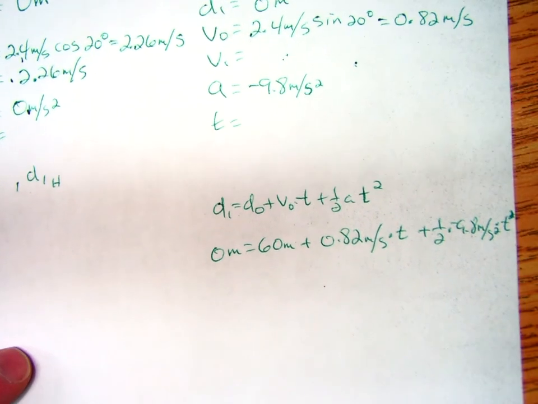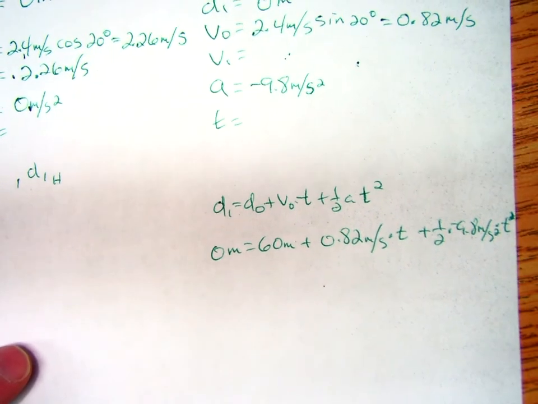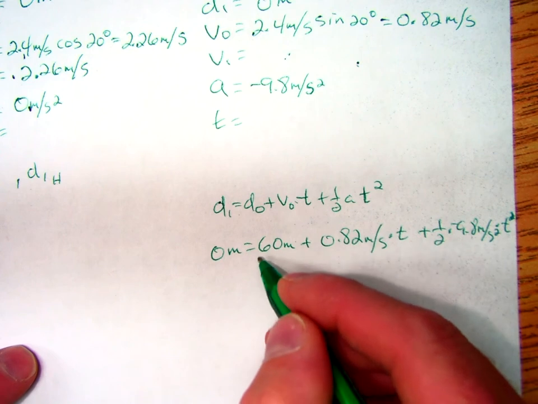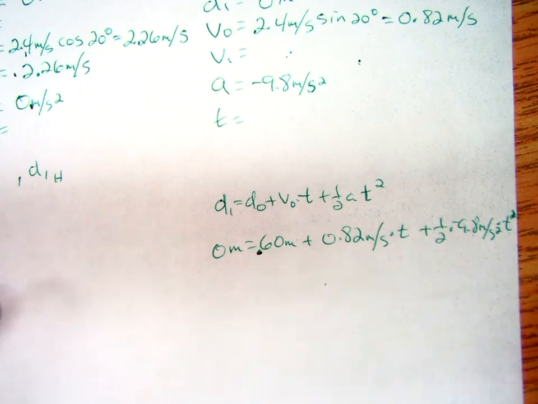Why is it 60 meters? 0.6. Yeah, that'd be a big table, wouldn't it? Yeah. Yeah, 0.6.